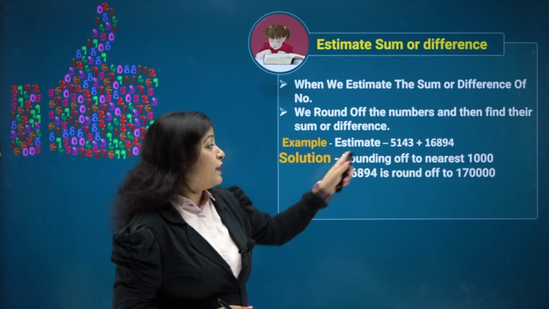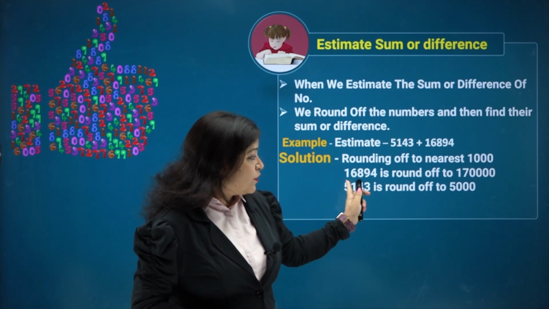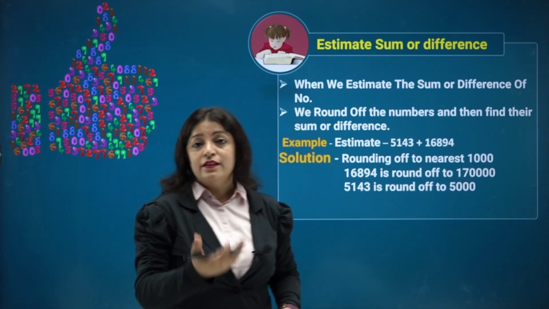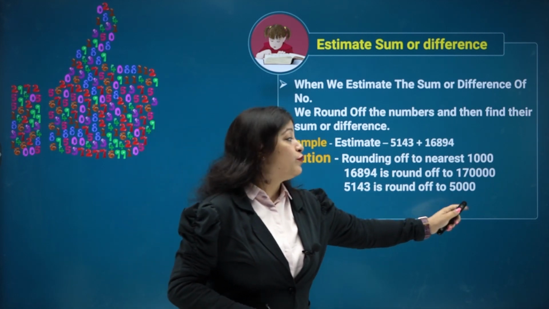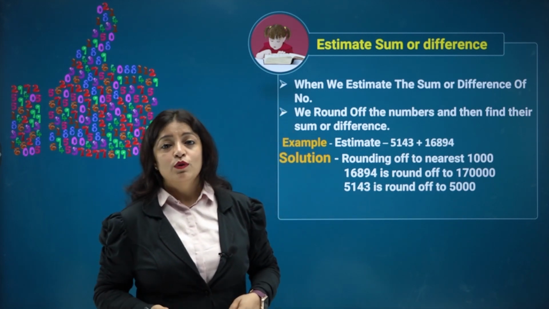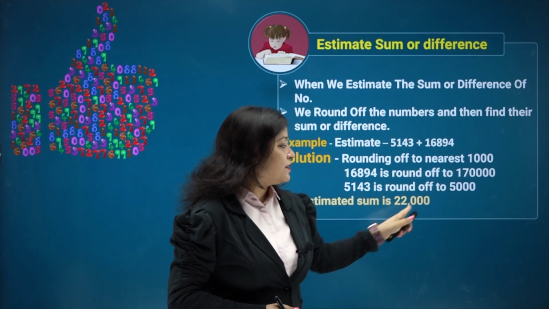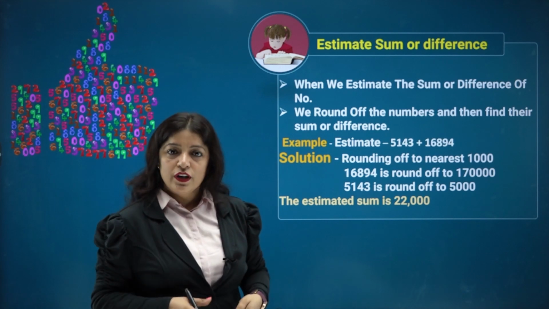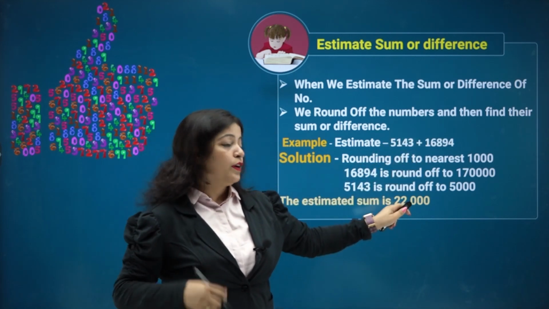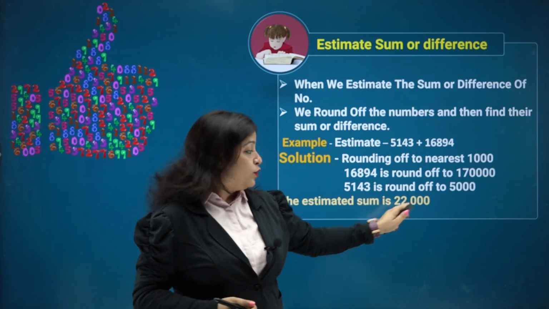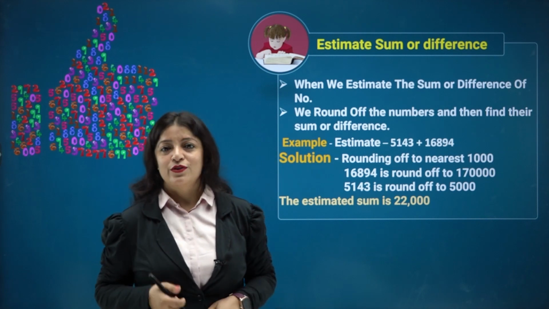So 16,894 will be rounded off to 17,000, and 5143 is rounded off to 5,000. Then we just add the estimated numbers, and we get the sum as 22,000. So here we can say that approximately the sum will be around or nearby to the number 22,000. This is all about estimation.